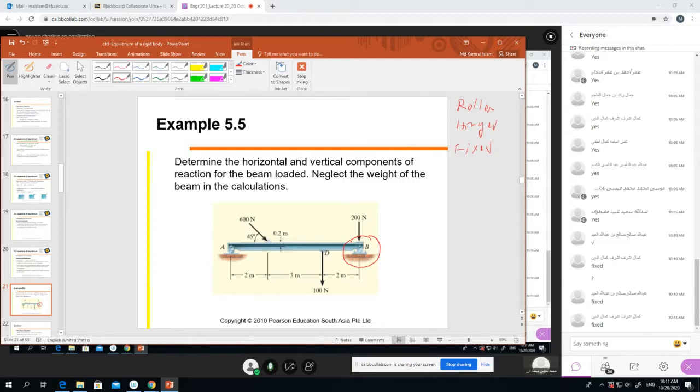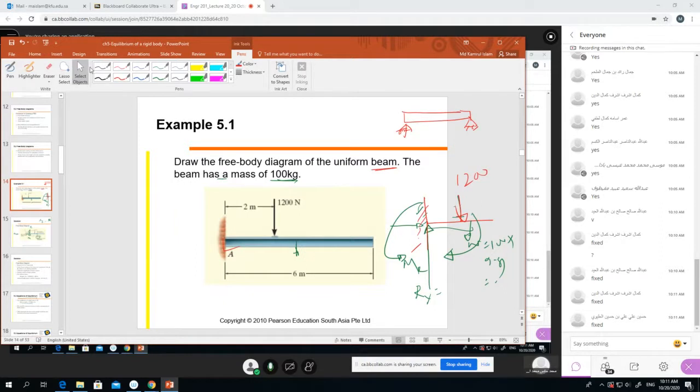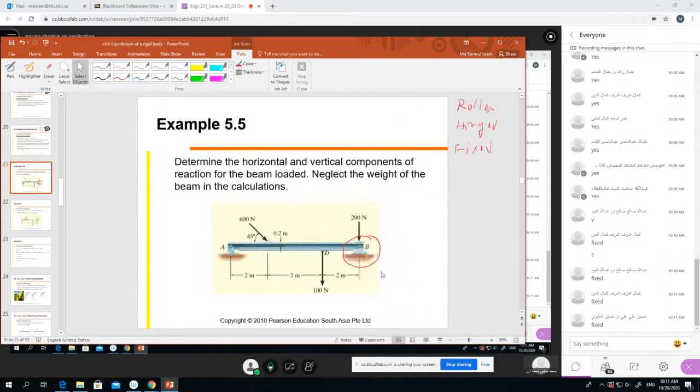Fixed. How is it fixed? Tell me how. We showed you a fixed example, this one. This is the fixed. You see, the beam is inside the wall. The beam is inside the wall. This is fixed. But here it is not inside, so it is not fixed.